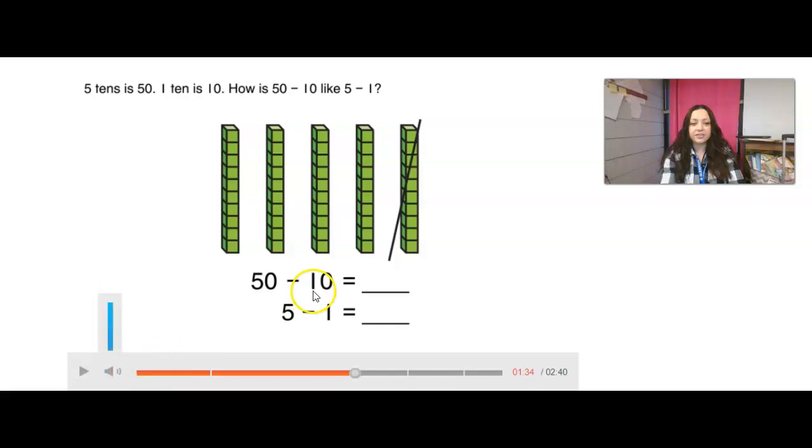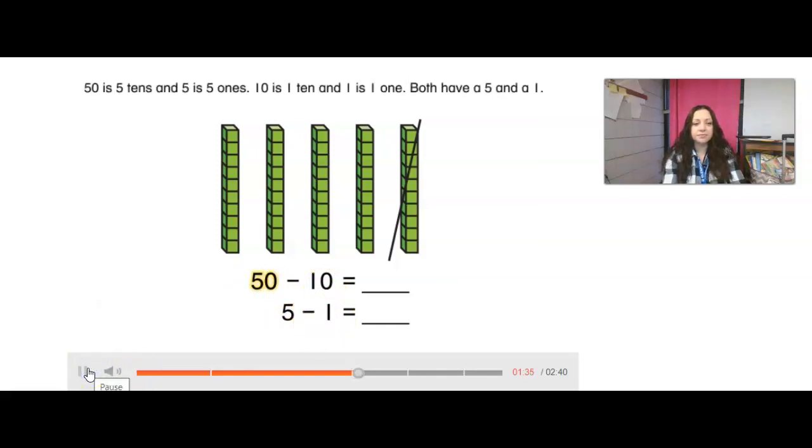So what do you notice? How is it the same? Well, we have some of the same digits, right? The same numbers. I've got a 5 and a 0, and I got a 5, and I got a 1 and a 0, and a 1 here. 50 is 5 tens, and 5 is 5 ones. 10 is 1 ten, and 1 is 1 one. Both have a 5 and a 1.